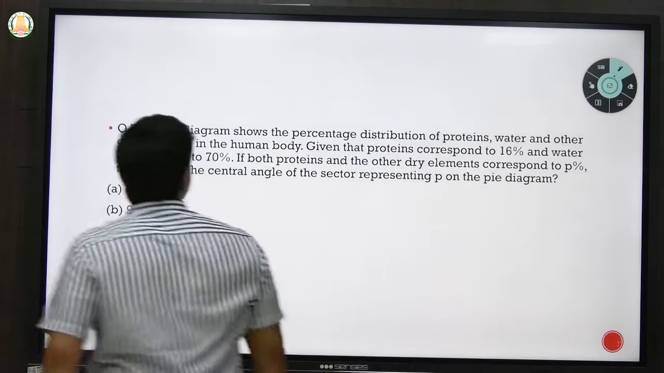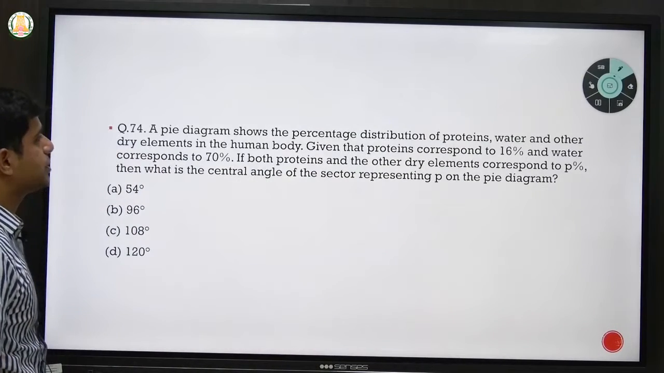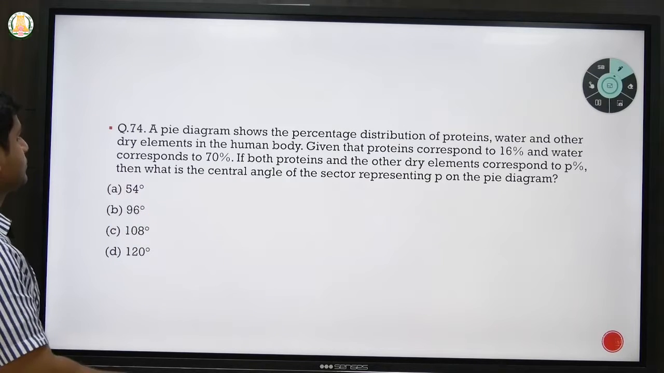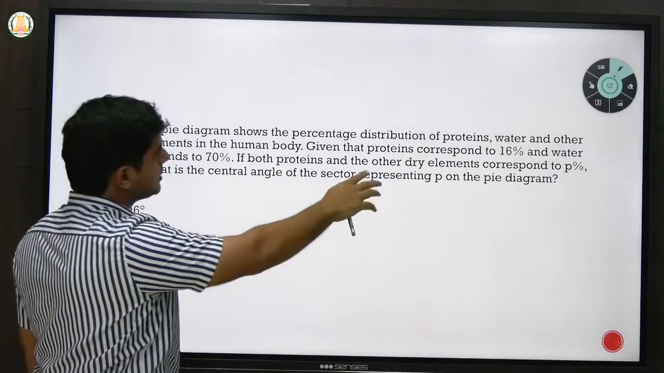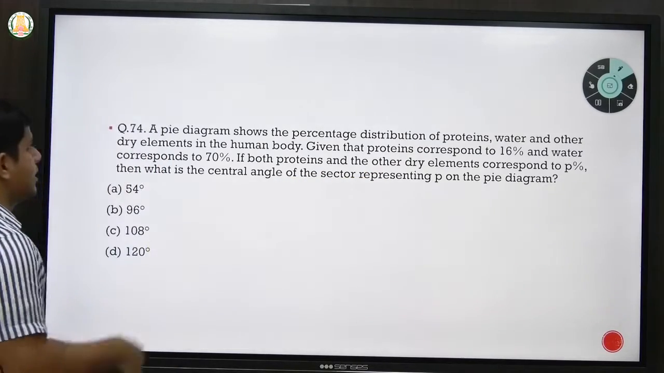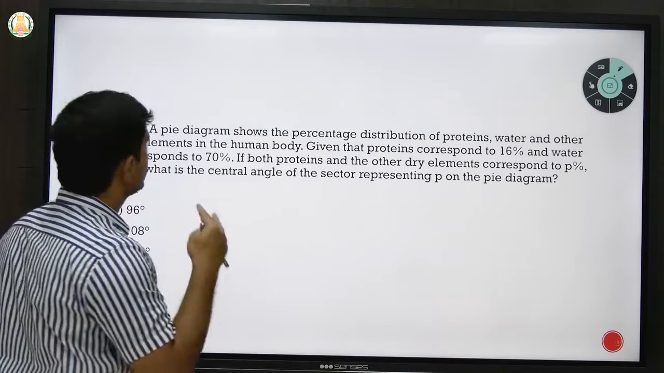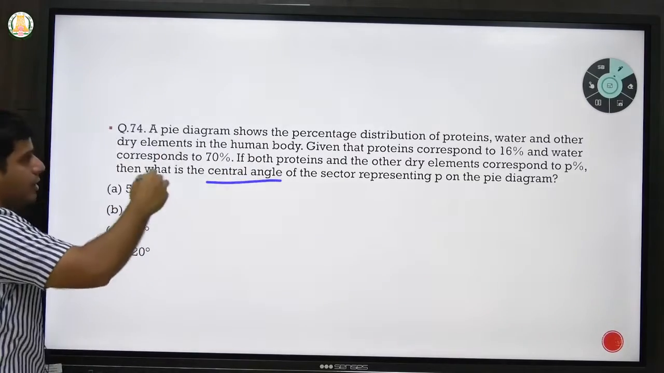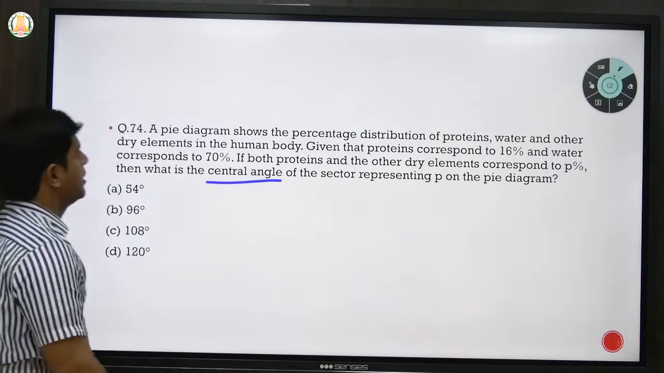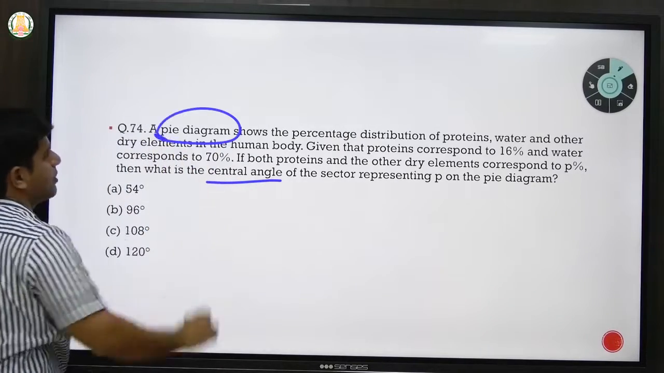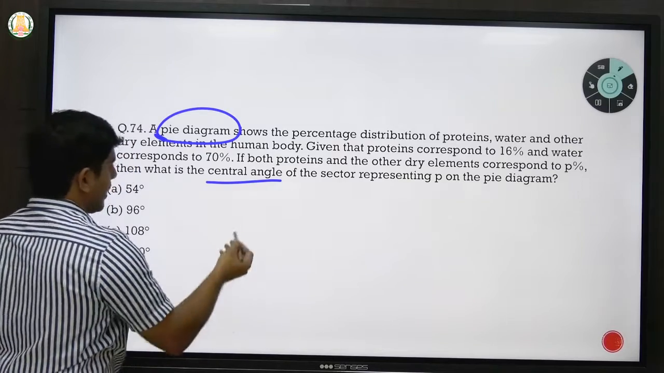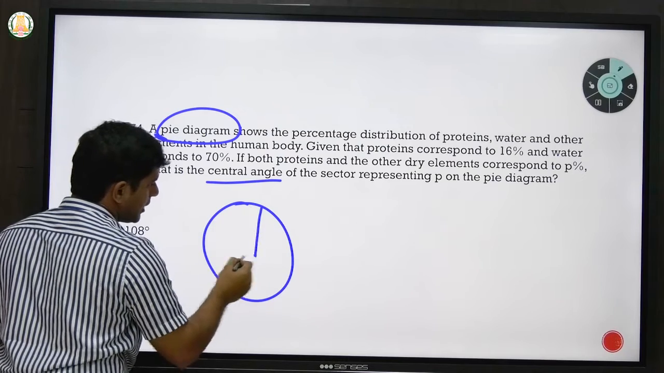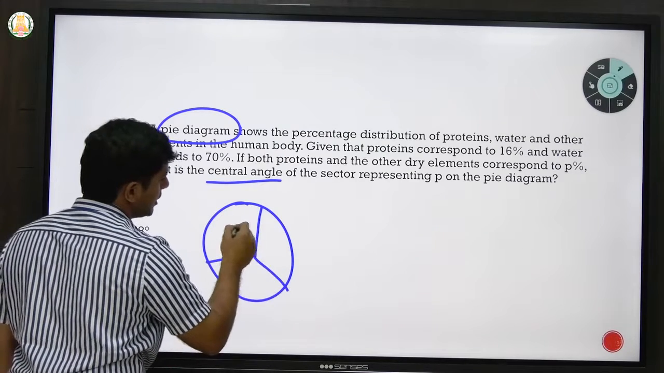It says a pie diagram shows the percentage distribution of proteins, water and other dry elements in the human body. Given that proteins are 16% and water 70%, if both proteins and other dry elements correspond to P%, what is the central angle? Again, a big question, and it says pie diagram. You should understand what a pie diagram is. A pie diagram is a circle which shows the relative distribution of the components.